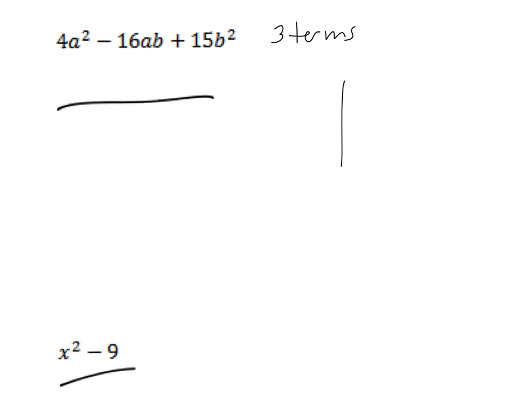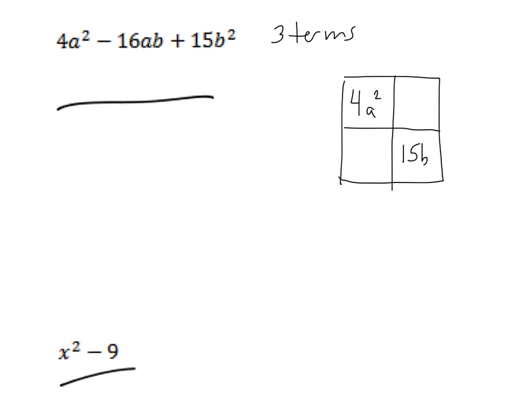So trinomials, remember we factor with our box. So I will put the first term here, which is 4a squared, and I will put the last term in this box, which is 15b squared. So I will multiply the first and the last number, so that's 4 times 15, which is 60. So now I'm going to try to figure out 2 numbers that multiply to 60, but add to negative 16.